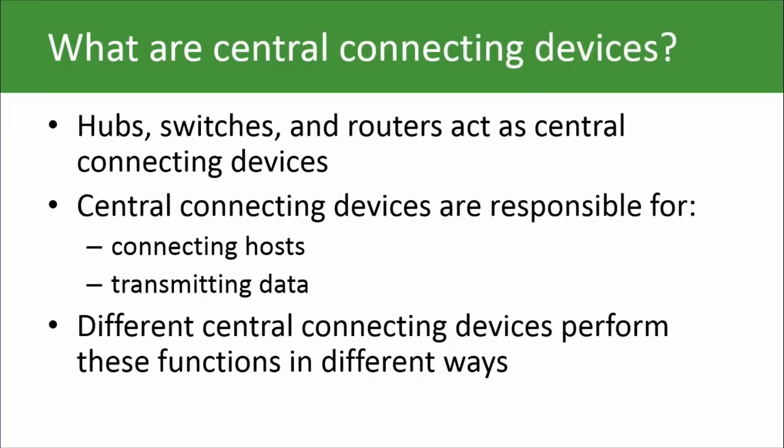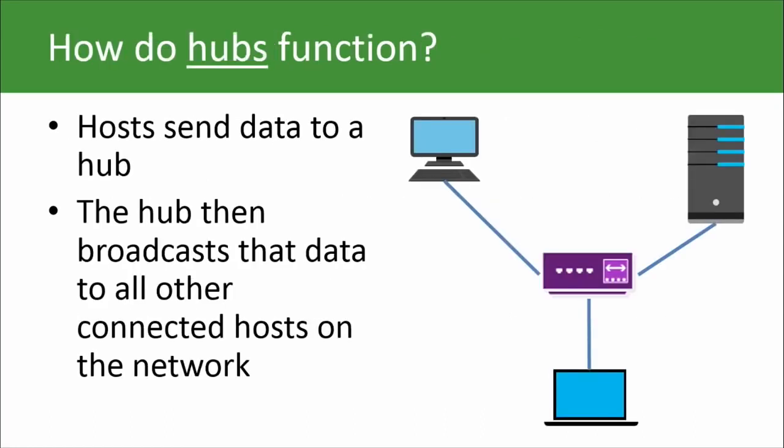Central connecting devices, as I mentioned previously, are for connecting hosts and also transmitting data. Different central connecting devices perform these functions in different ways. And I'm going to model for you those different ways here in just a second. Okay. First, we'll get started by talking about hubs. Hosts send data to a hub, and then a hub broadcasts that data to any other device that's connected to it. This is sort of an antiquated technology.